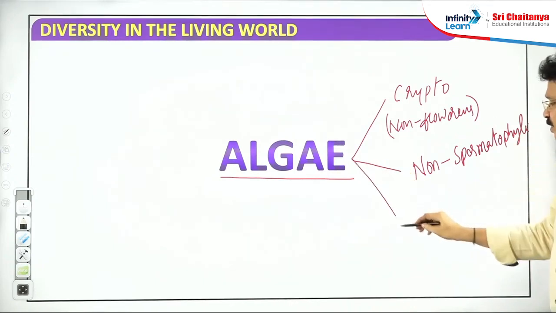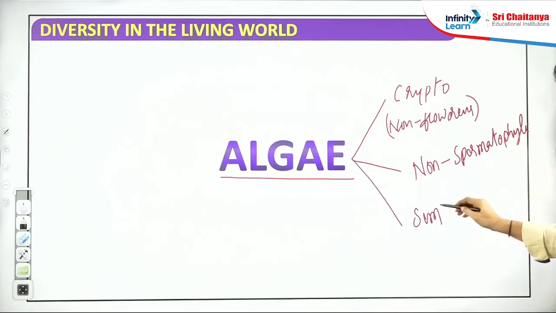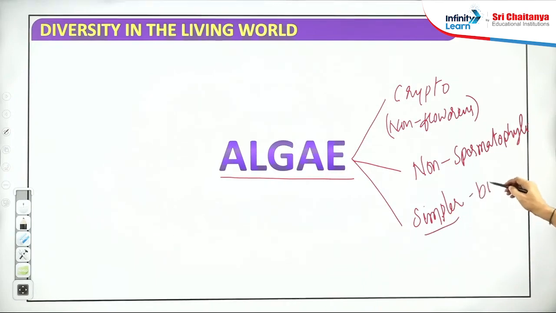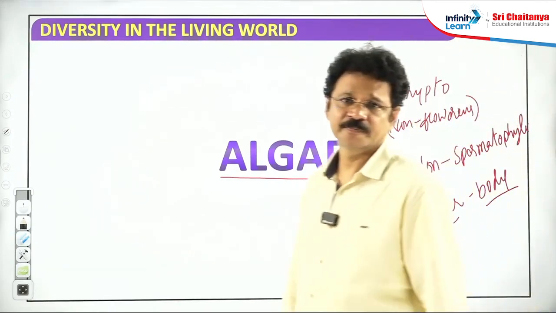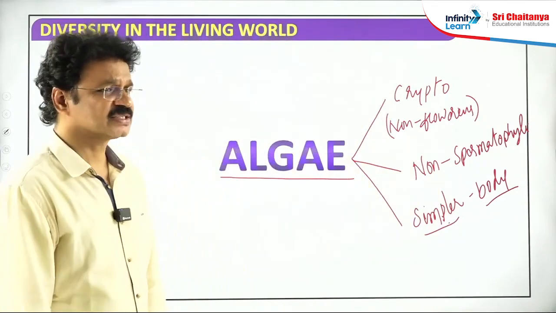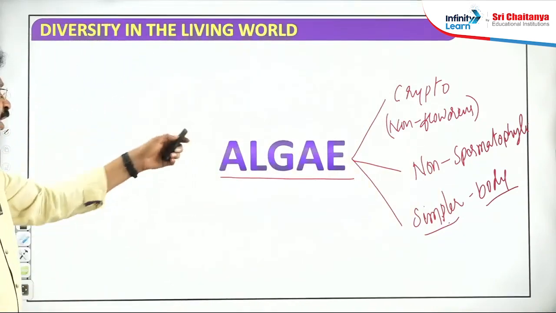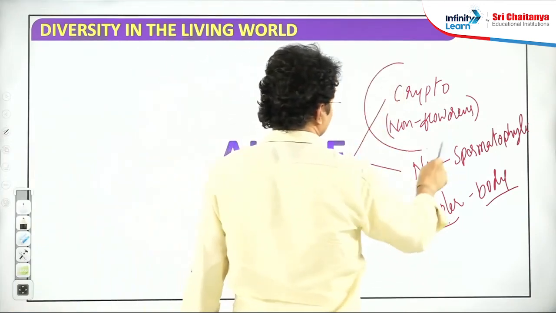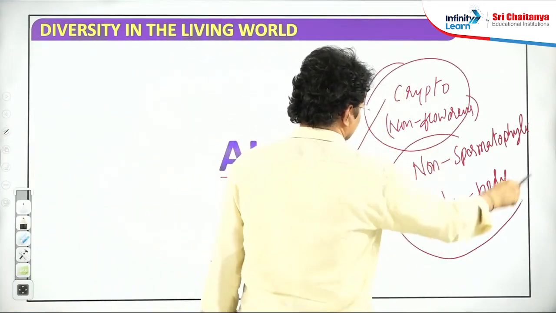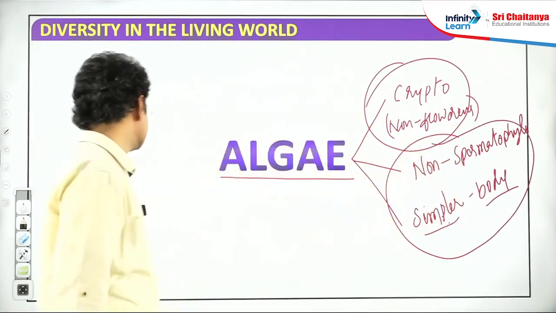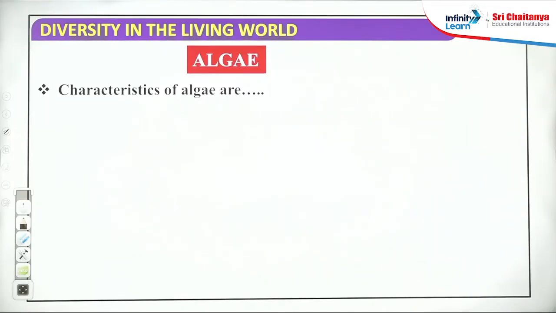And very primitive plants. The plant body is very simple. Primitive plants, simplest plants, oldest plants on this planet, algae. All the members of algae are cryptogams and non-spermatophytes. There are no flowers, no seeds. Now the characteristic features of algae.